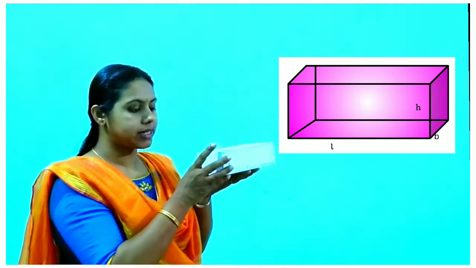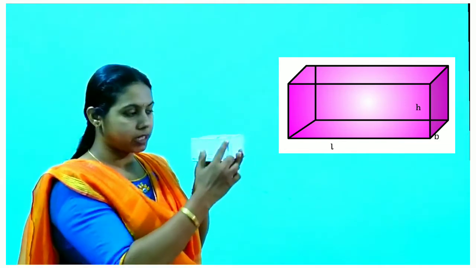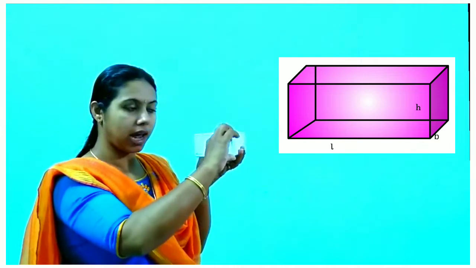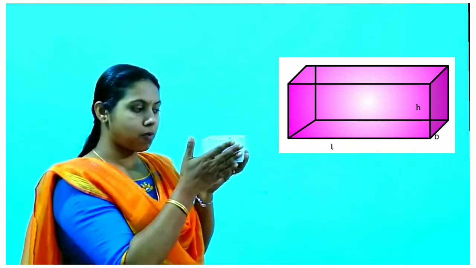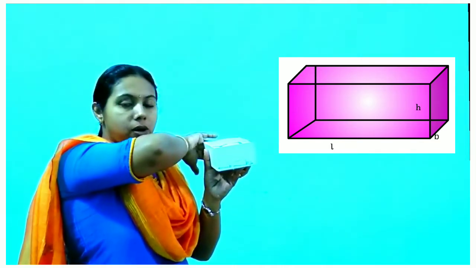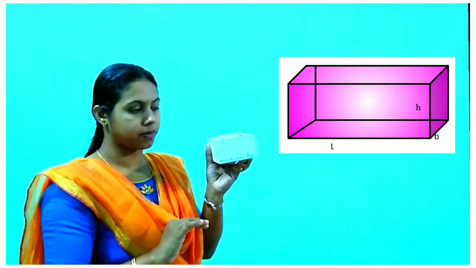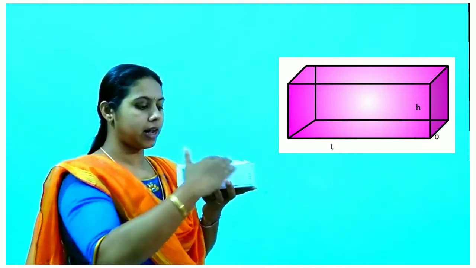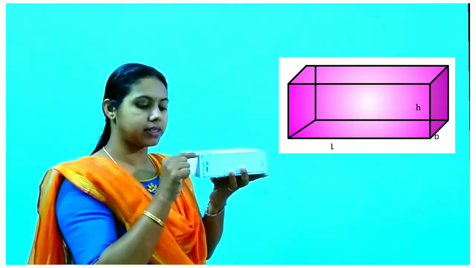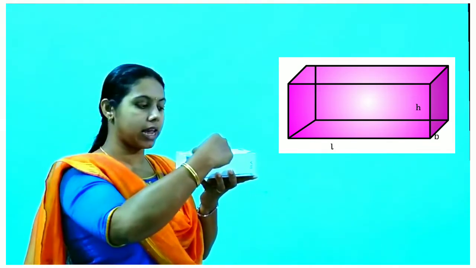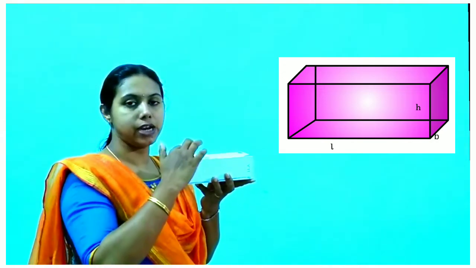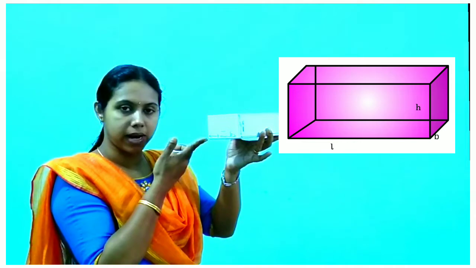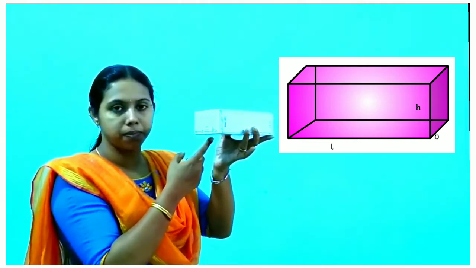Now you can see this side. The area of this face is equal to breadth into height, that is B into H. The opposite of this face, here also, is breadth into height. And then next, the top and bottom area. Here, top area, this is the length and this is the breadth. So here length into breadth, L into B. The bottom also will be length into breadth, L into B.